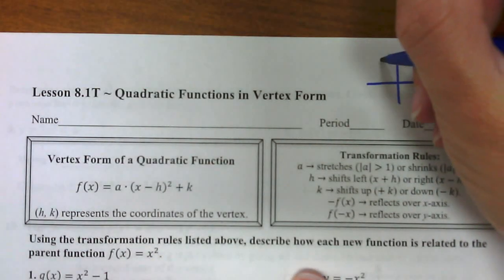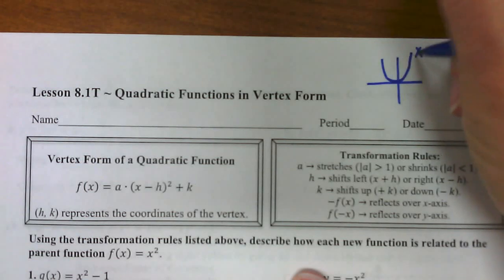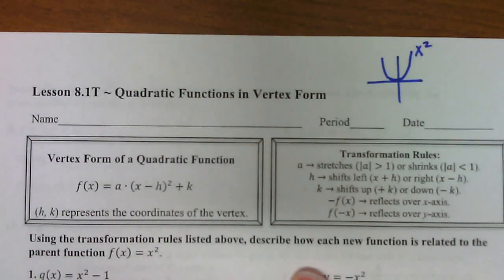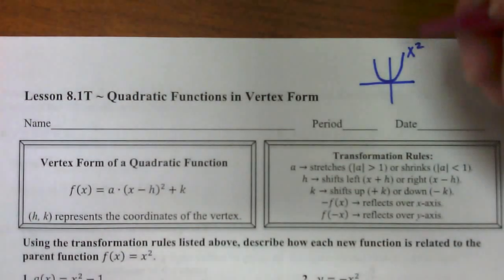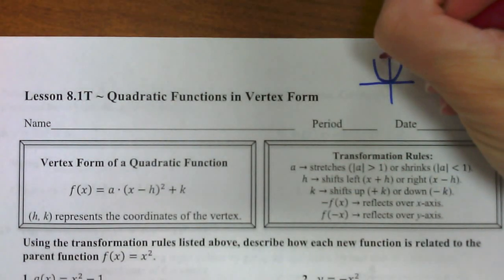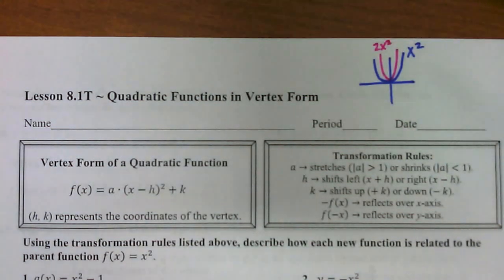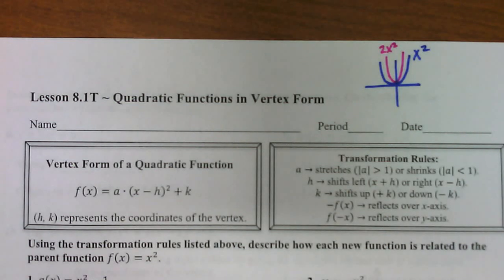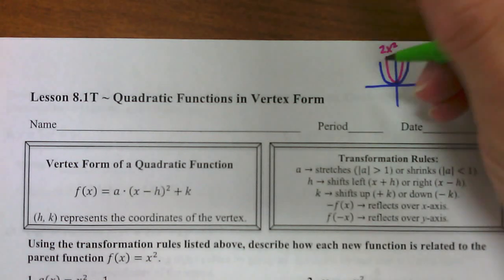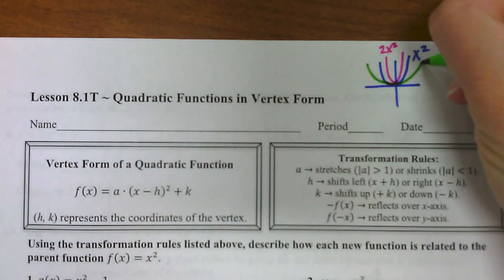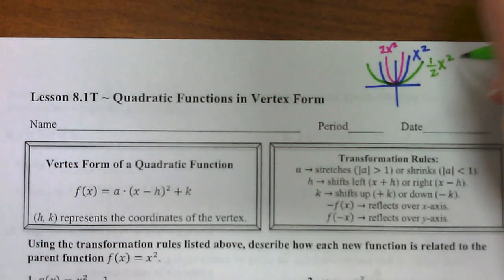So if this were your parent function, you guys talked about parent functions yesterday, this is the original x squared graph. When your graph has an a value that is something greater than 1, so for example, if it was 2x squared, this being the a, your graph gets vertically stretched, so it becomes more narrow. If the function had an a value that was something less than 1, like 1/2, it would look like this, and it would get wider.